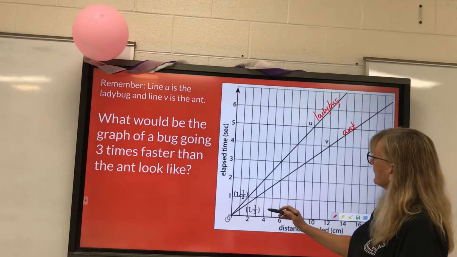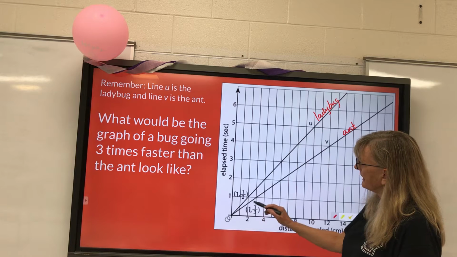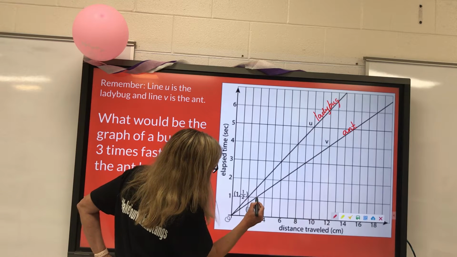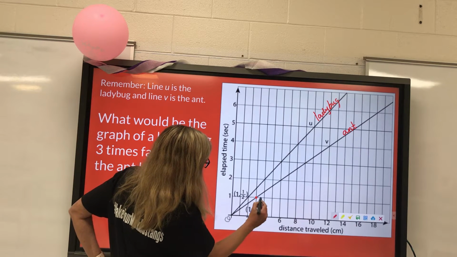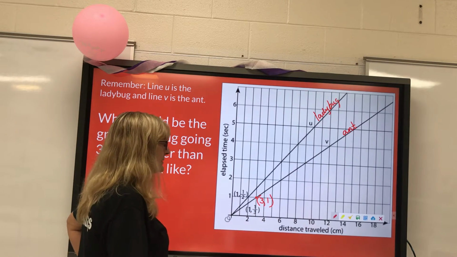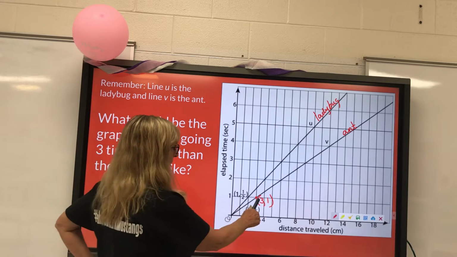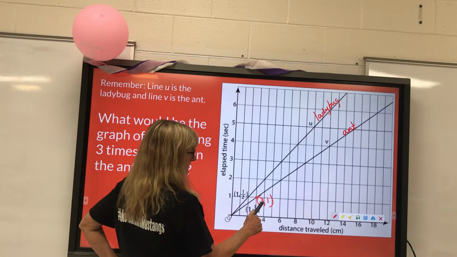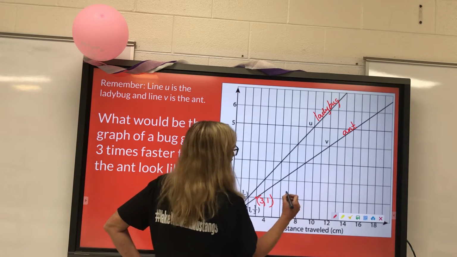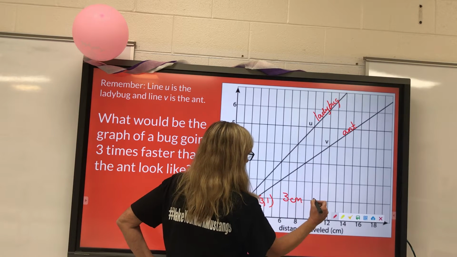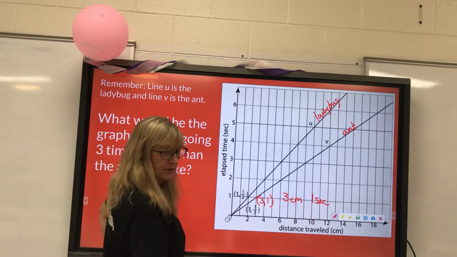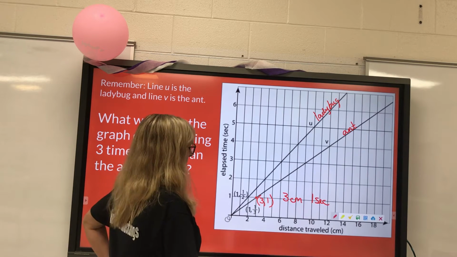Well, let's come here and look at the ant. Let's pick a point that we know definitely with the ant. I'm going to pick this one right here. It's in the corner right here. So this is 3, 1. Okay, what does 3, 1 mean? 3 what? 3 centimeters in 1 second. The constant of proportionality is right here. It's 1/3. Okay? All right.